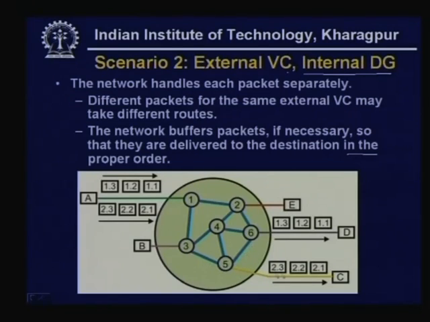Similarly, the packets with the destination address C have been stored in the packet buffer in node 5, then they have been ordered properly with the numbers 2.1, 2.2, 2.3, although they may come from different routes. So, this is your external VC and internal datagram.